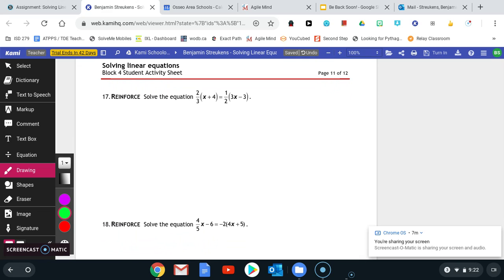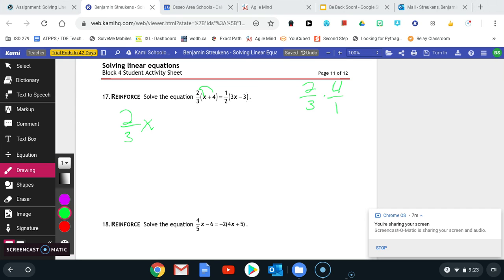Okay, we'll do 17 together here. So this one we have a distributive property. So what I'm going to do is distribute, so I'm going to multiply by each of them. So what I'm going to have is 2/3 times x, so it's 2/3 x. Now if I do 2/3 times 4, that's actually going to be 2 times 4, which is 8, over 3 times 1. 3 times 1 equals 3.